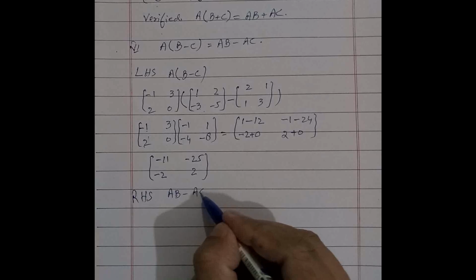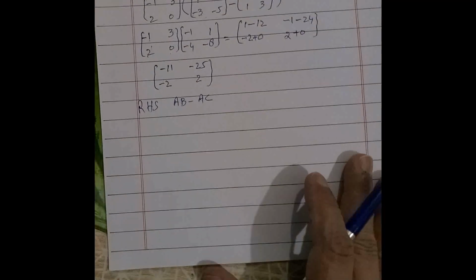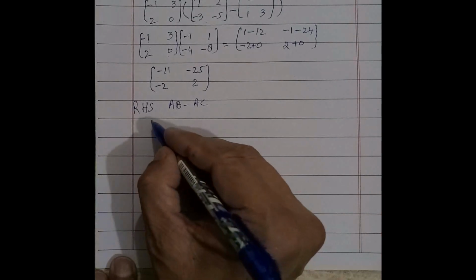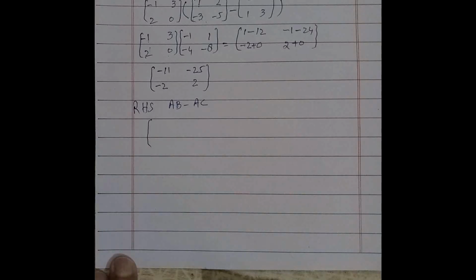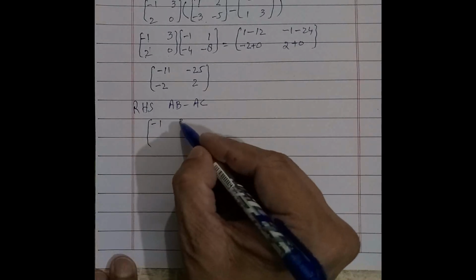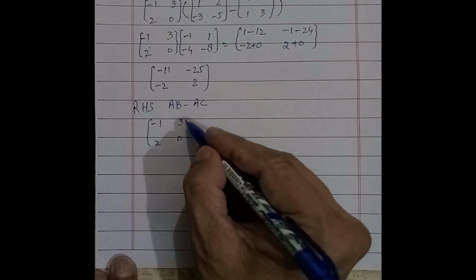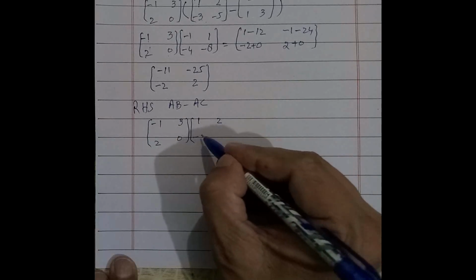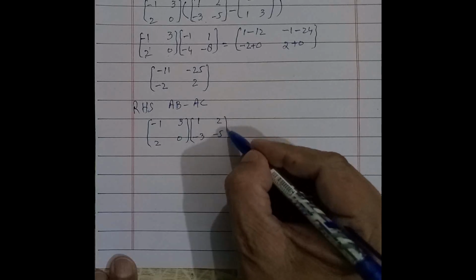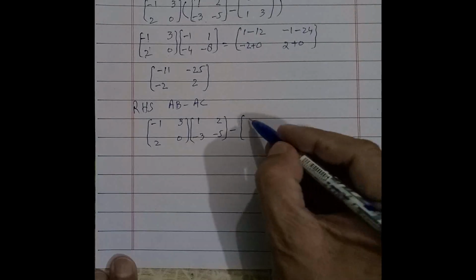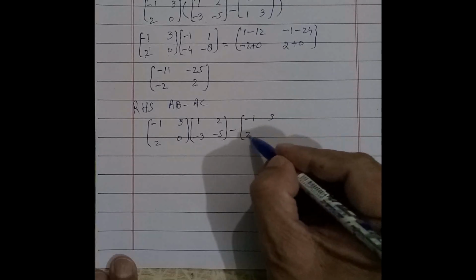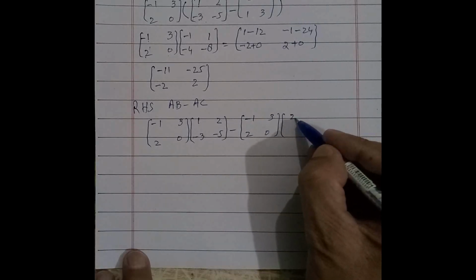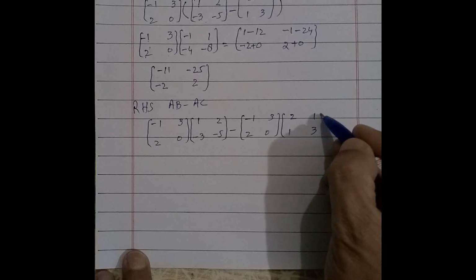AB minus AC. First we write the matrices A, B and C. The matrix A is -1, 3, 2, 0, into matrix B, which is 1, 2, -3, -5, minus again matrix A, -1, 3, 2, 0, and second is matrix C, which is 2, 1, 1 and 3.